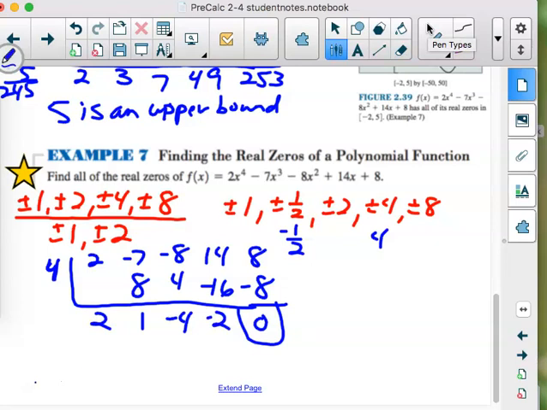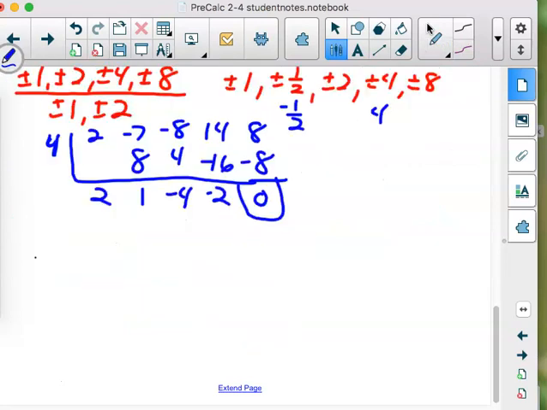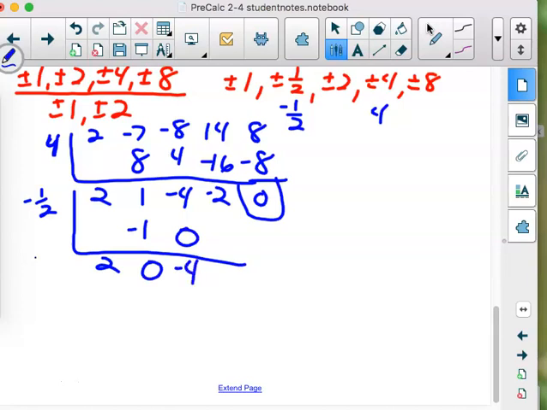Now, because 4 worked, because I got a 0 over here, and I want to work this down to a quadratic, I can go ahead and continue on using synthetic on the synthetic answer that I just received. So now we're going to do this with a fraction. It's not a horrible fraction, negative 1/2. So you bring down the 2. 2 times negative 1/2 is negative 1. 1 and negative 1 add to 0. 0 times negative 1/2 is 0. Negative 4 plus 0 is negative 4. Negative 4 times negative 1/2 is 2.